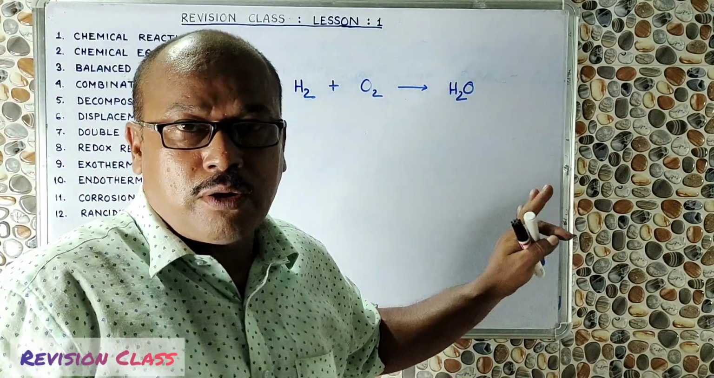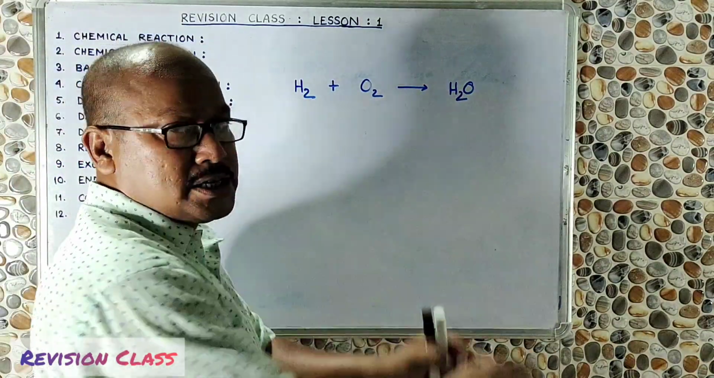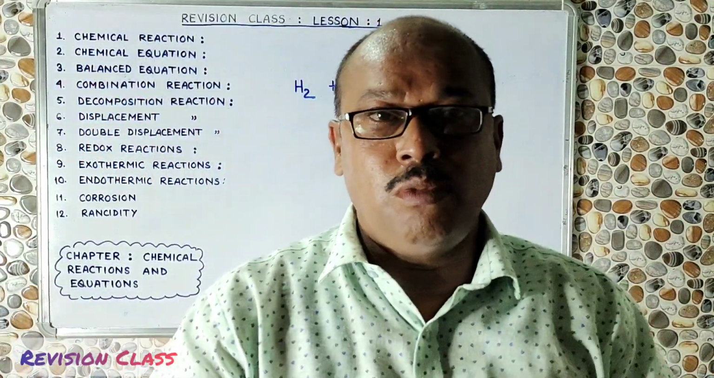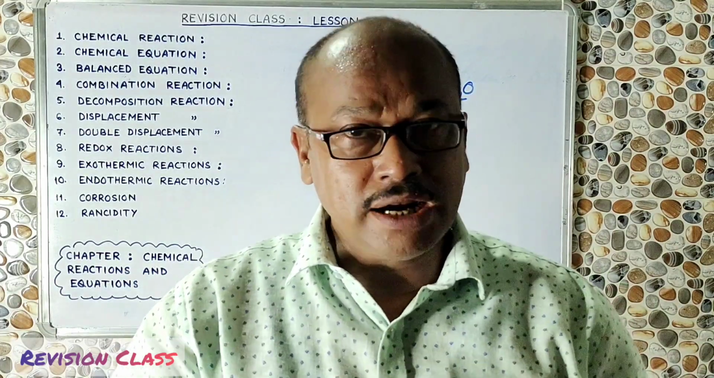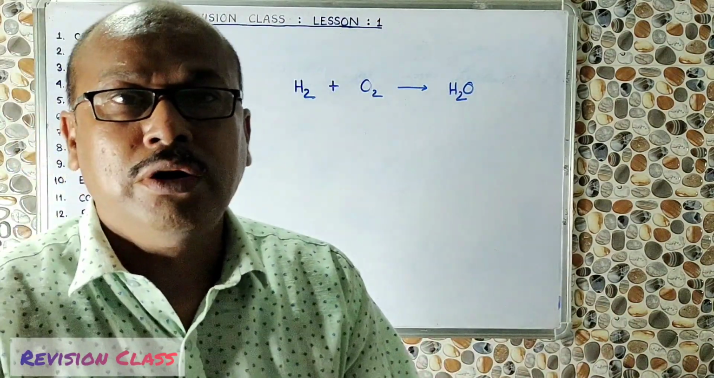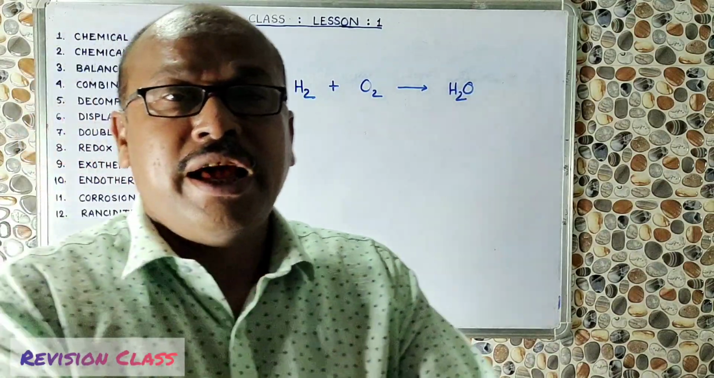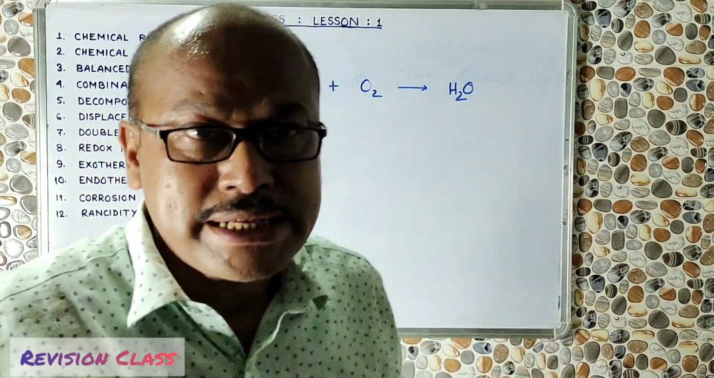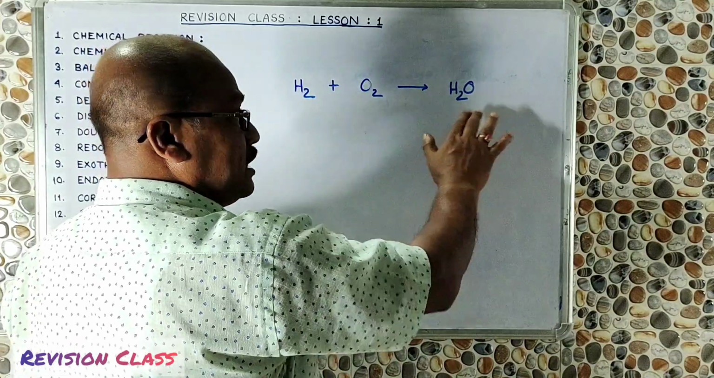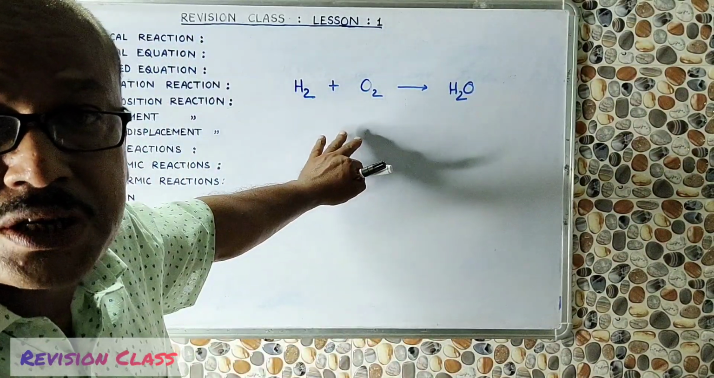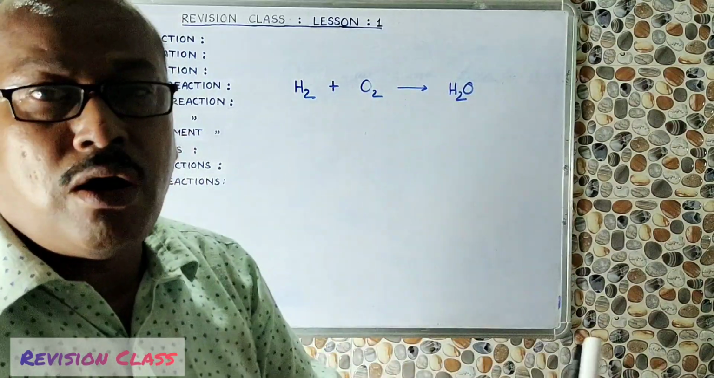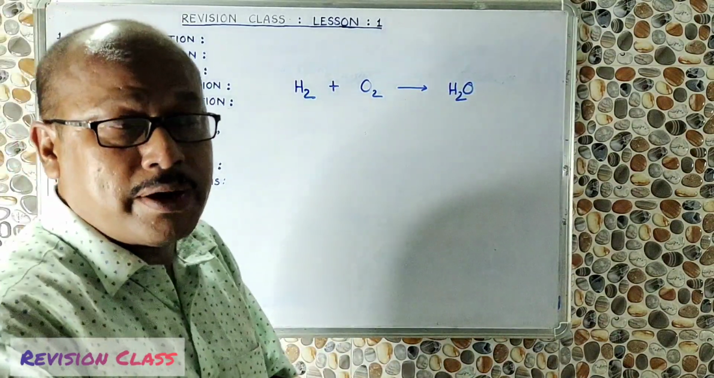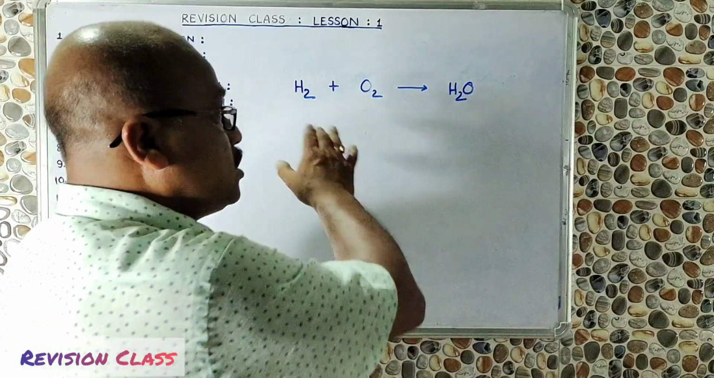This cannot occur. Why? Because during a chemical reaction, atoms are neither created nor destroyed. The number of atoms before the chemical reaction and after the chemical reaction should remain the same. So it means that definitely there is some problem with this chemical equation, which is indicating that the number of oxygen atoms is not the same on both sides. So what is our responsibility? Our responsibility is to make them equal.